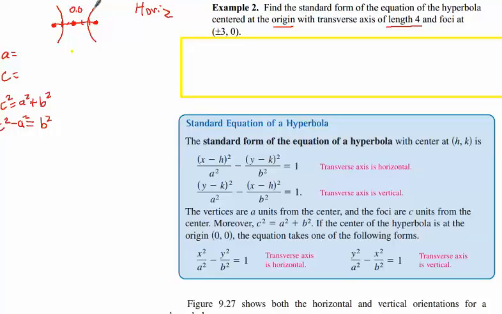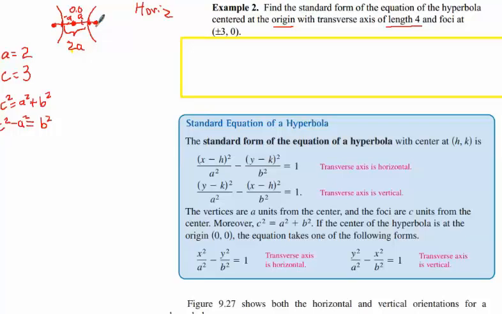Then the length of the transverse axis is 4. That's from vertex to vertex. So the overall length of the transverse axis is always 2a. We have a over here, negative a over here. So if it has a length of 4, a must equal 2, and c must equal 3, the distance from the center to the focus.